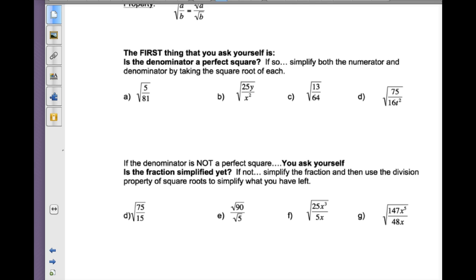You will probably skip this step, or you will write what I'm about to write down as your first step. When I see this problem, I see radical 5 over radical 81. If I see a square root of a fraction, I use the quotient property and break it up. Now, can we simplify the square root of 5? No, we can't. How about the square root of 81? What is it? 9. So the answer is radical 5 over 9.